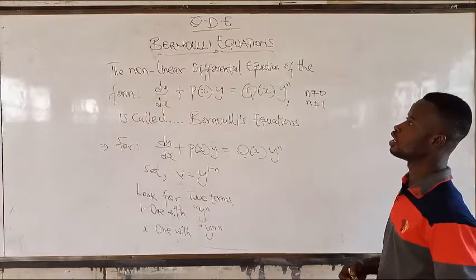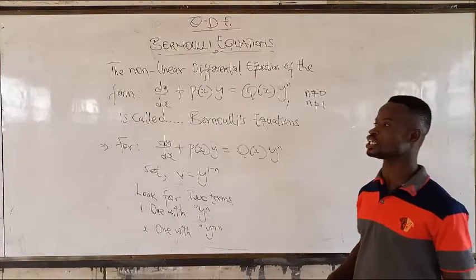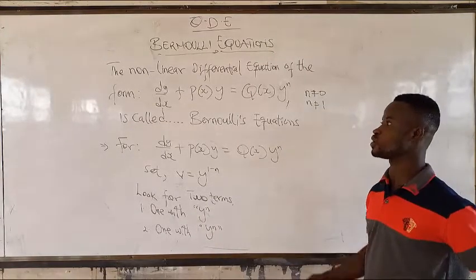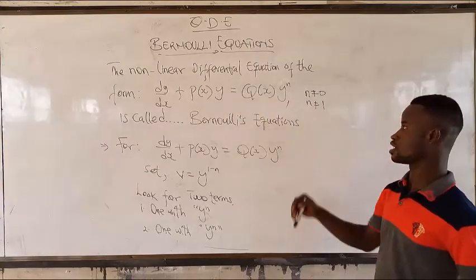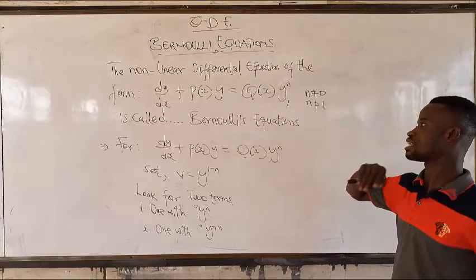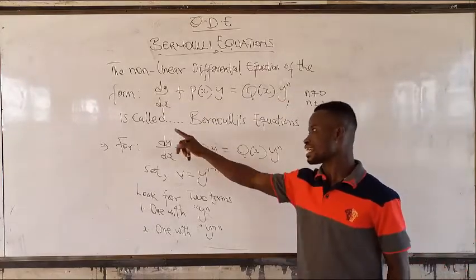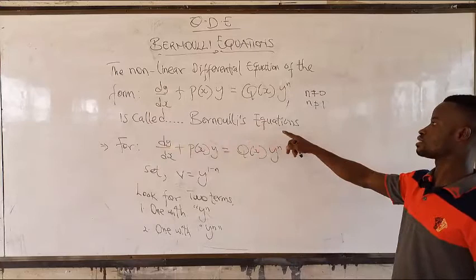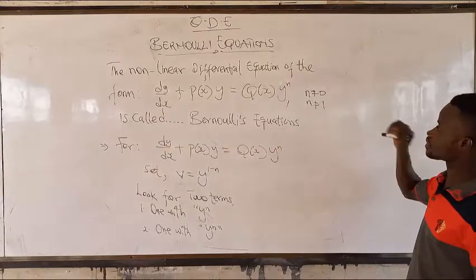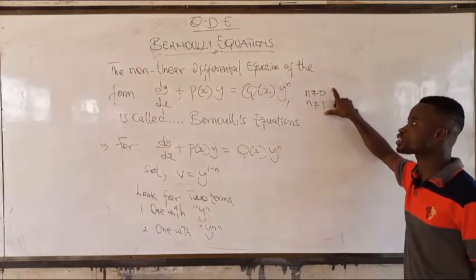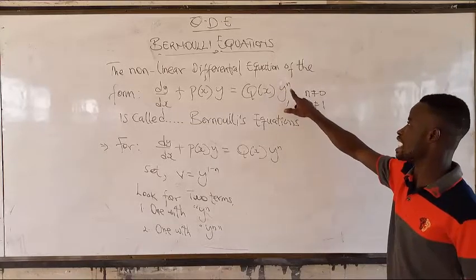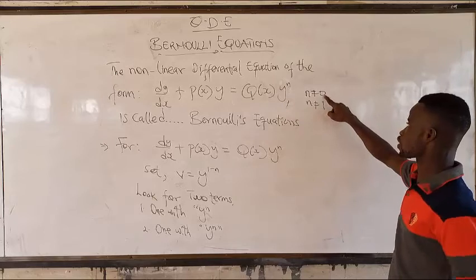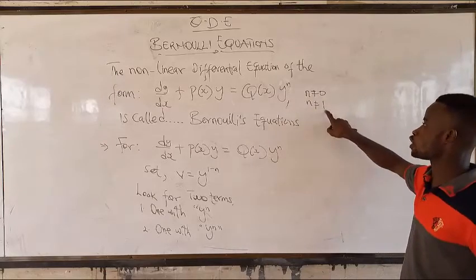So, any Bernoulli equation is a non-linear equation. So, take note of that. And that is in the form of this. So if it's in the form of this, then that is called the Bernoulli equation. Alright, now there is a restriction. That is, the n can never be equal to 0. And it can never be equal to 1.